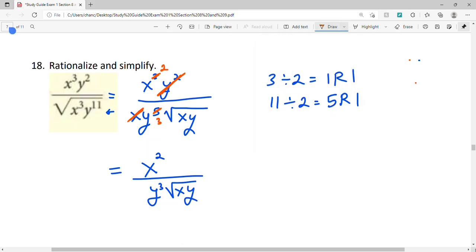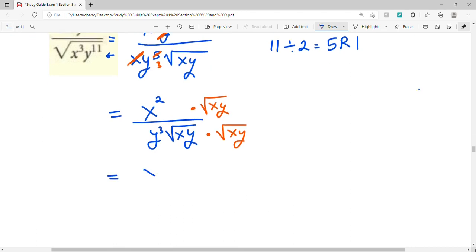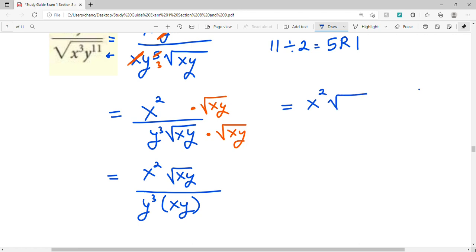We can now multiply the top and bottom by the square root of xy, so we can get rid of the radical in the denominator. This simplifies to x squared times the square root of xy on the top. And on the bottom, we have y cubed. And the square root of xy times another square root of xy, well, that simplifies to just xy. We can start simplifying this expression now. This is x squared times the square root of xy on the top. And in the bottom, we have y to the fourth times x.